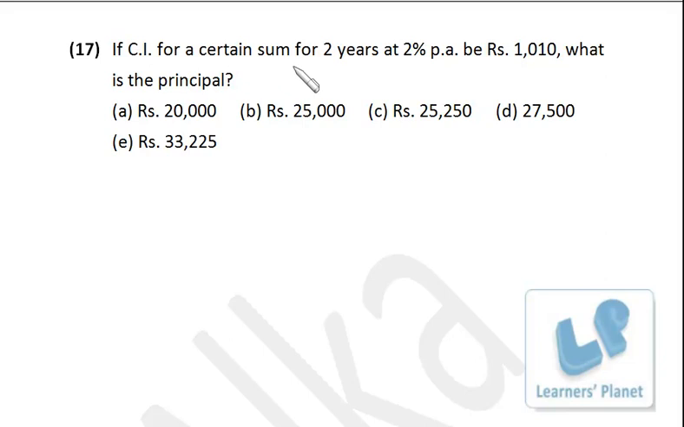If CI for a certain sum for 2 years is this, then the sum is rupees this. What is the principal? I assume once again the principal to be 1000 rupees. Okay, so 2% per annum simple interest. So 20 rupees is simple interest first year, 20 rupees simple interest second year. On this 20 rupees, 2%, that is 40 paisa. Okay, so total, the compound interest is 40.4. And that 40.4 is nothing but 1010.